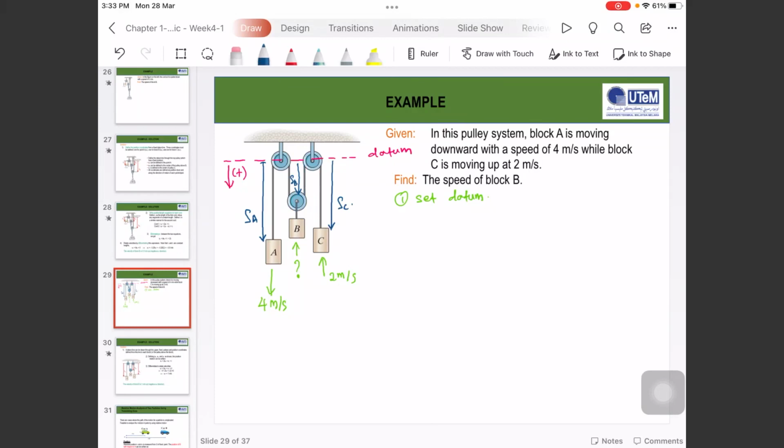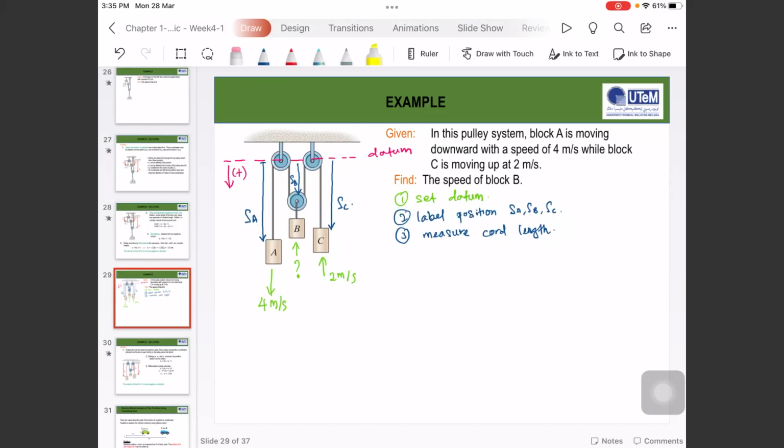So ada 3 lah. Okay, kemudian set the term 2 is label position lah. SC. Right, and number 3 you need to measure length. Measure.